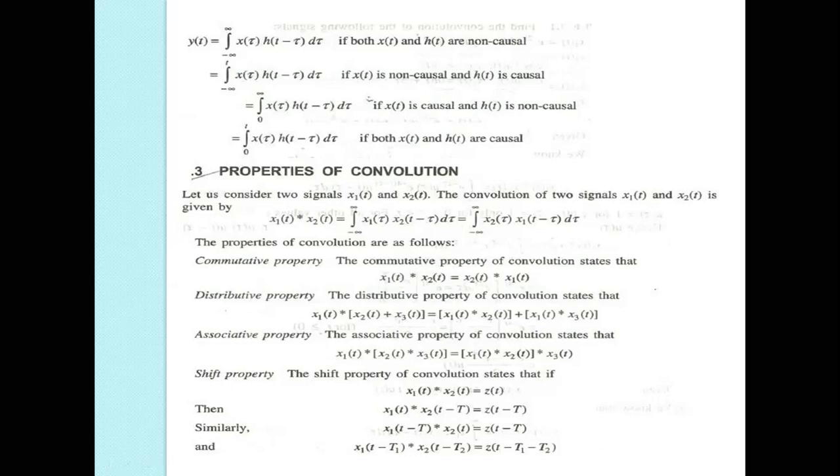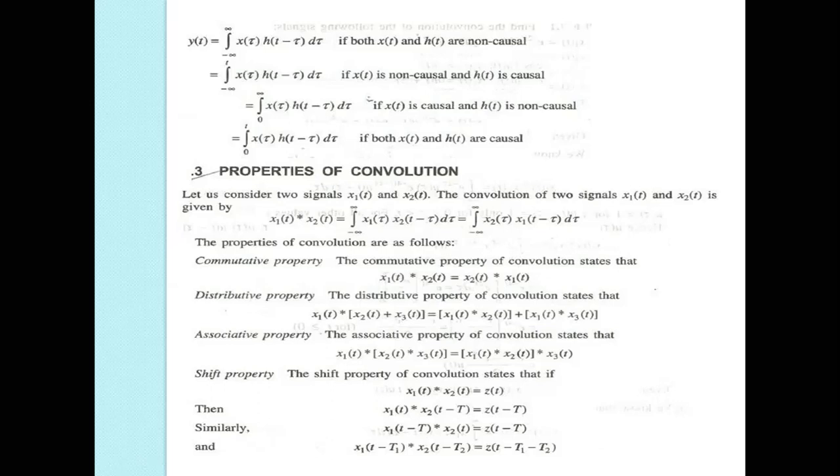It depends only on the present and the past inputs, when we take it from 0 to t, the limitations. Okay. Now coming to the properties. Properties of convolution.